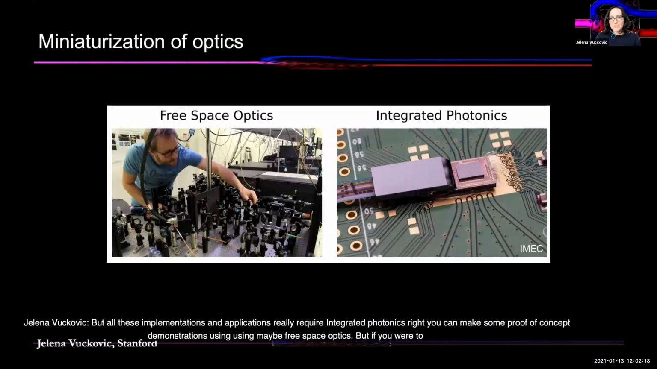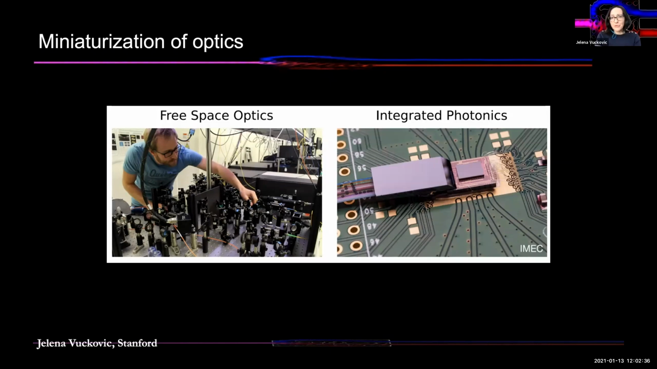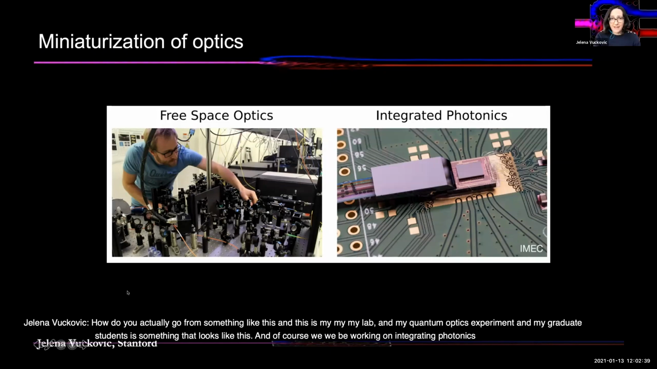You can make some proof of concept demonstrations using maybe free space optics, but if you were to build something useful, for example, for an augmented reality system, it has to fit into the footprint of your regular glasses. So you really need to integrate a lot of photonic components into a small chip. So how do you do that? How do you actually go from something like this, and this is my lab, my quantum optics experiment and my graduate student, to something that looks like this?